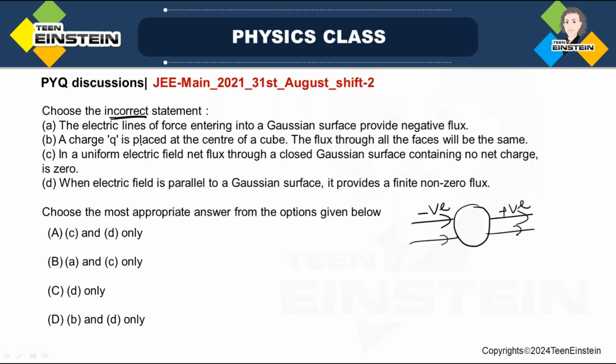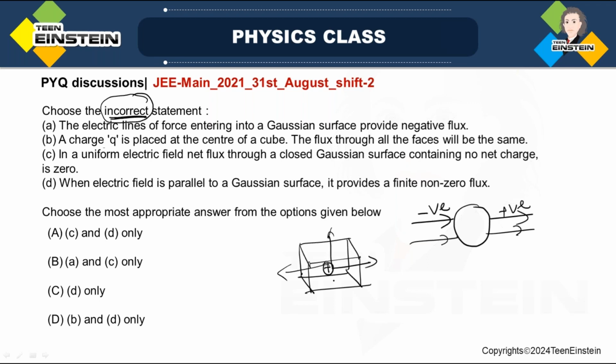Next statement: a charge q is placed. See, these are the silly mistakes we make in general. We have to check what statement we have to find out. We have to find out the incorrect statement. A charge q is placed at the center of the cube. I have a cube like this, and a charge is sitting at the center of the cube. The flux through all the faces will be the same. This is true.